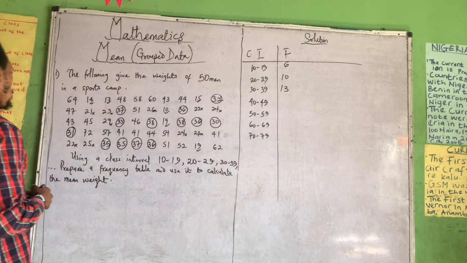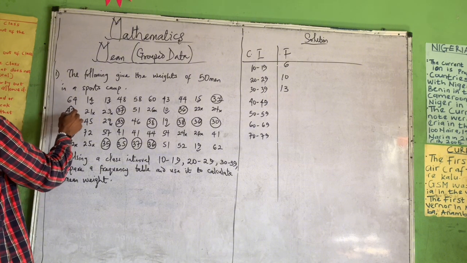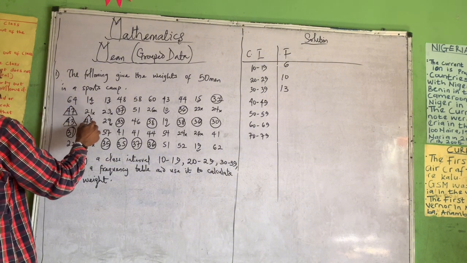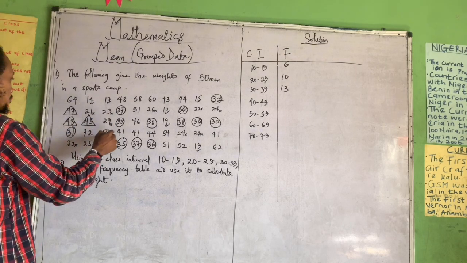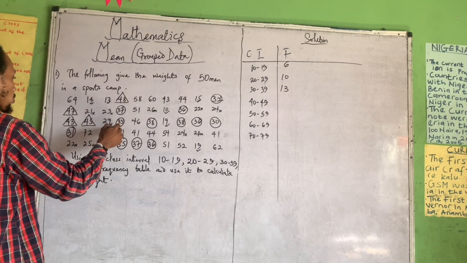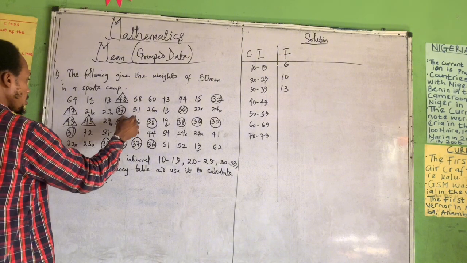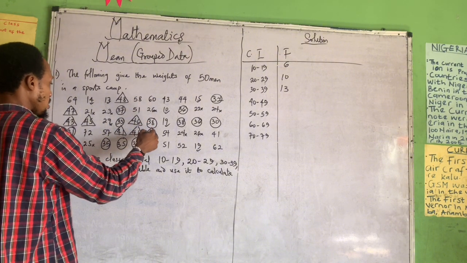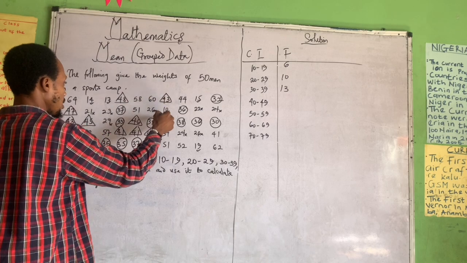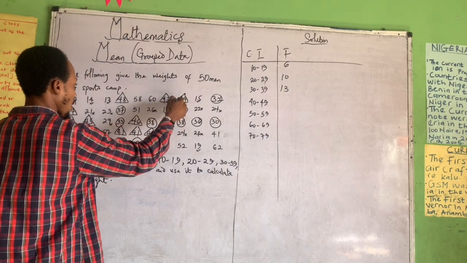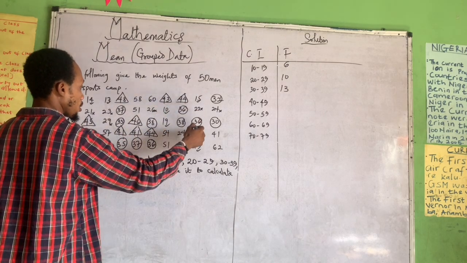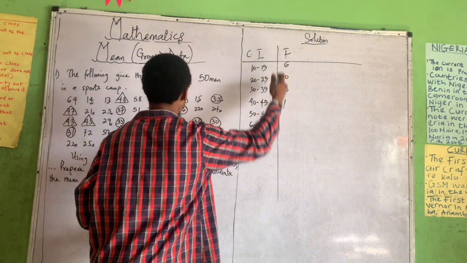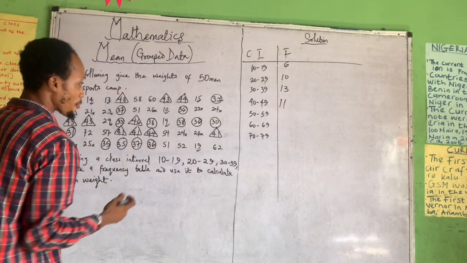So 40 to 49, we can use triangle. 1, 2, 3, 4, 5, 6, 7, 8, 9, 10, 11. Don't forget, everything must sum up to 50 because that's the total frequency you have been given.